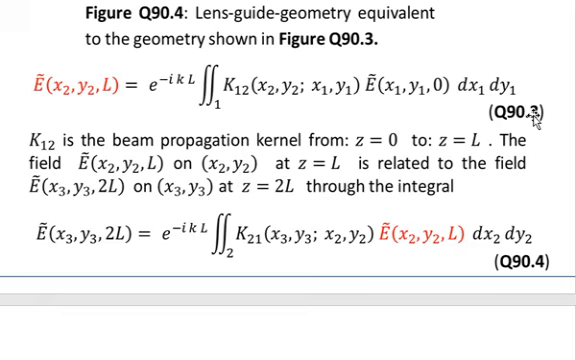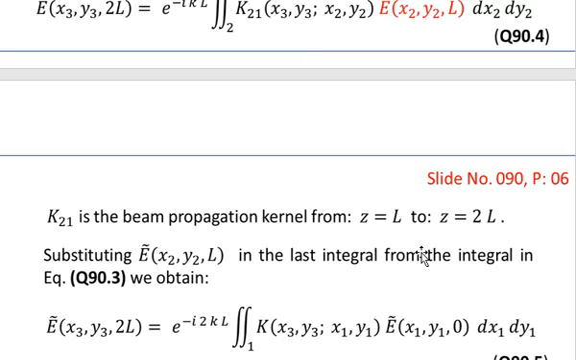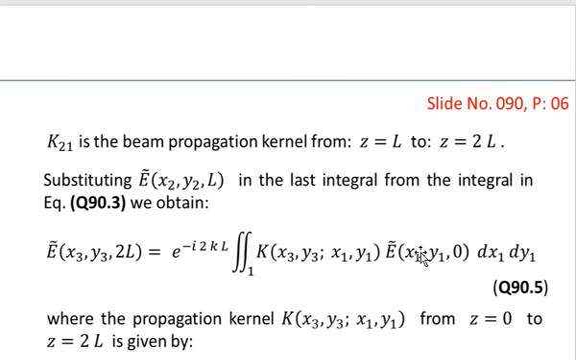So you see that in equation number 3 and 4 I have shown two quantities which are in red, which means that I can substitute the value of the field from equation number 3 on the left hand side to the field in the integral in equation number 4 on the right hand side, and then we shall get the integral which is shown in equation number 5.